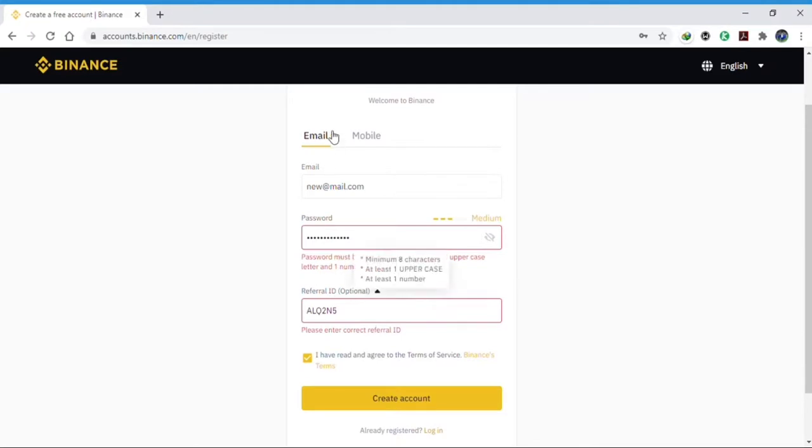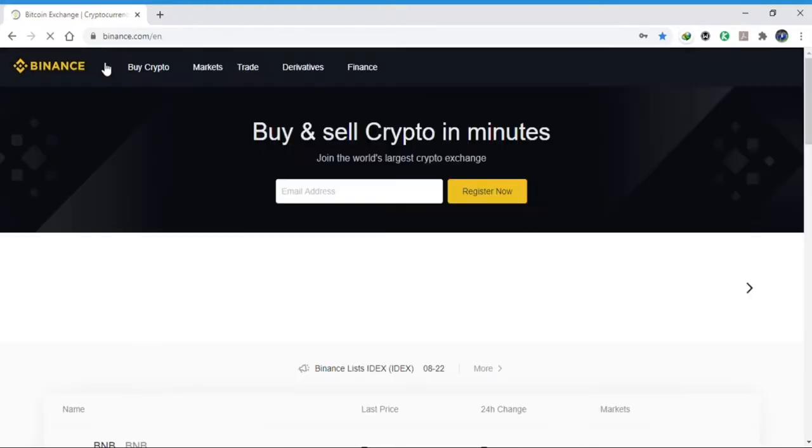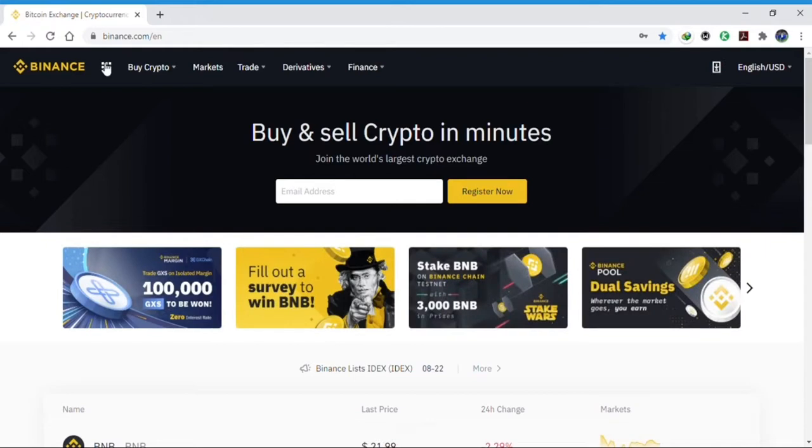So I'm going to be signing in now quickly to walk you guys through how you can buy BUSD, buy Bitcoin with Naira, and sell for Naira. Basically, it's simple.